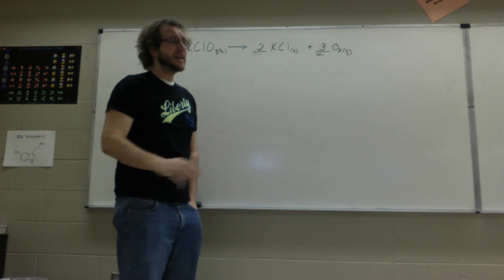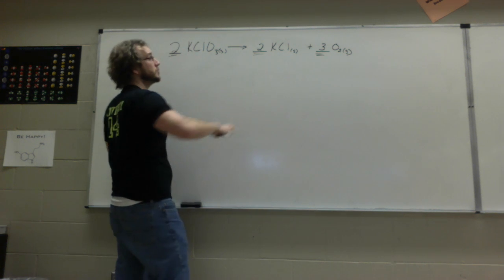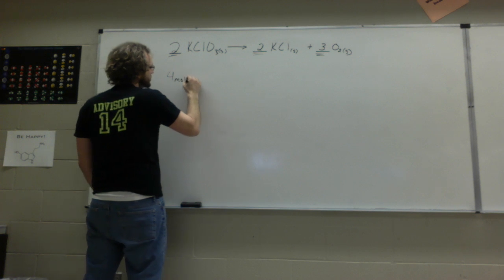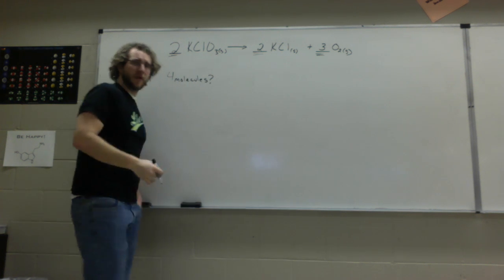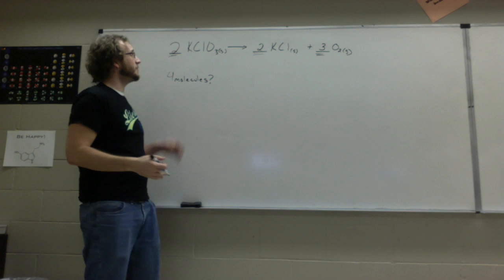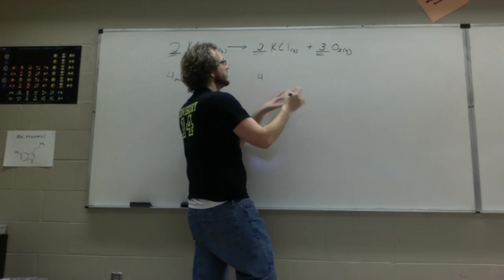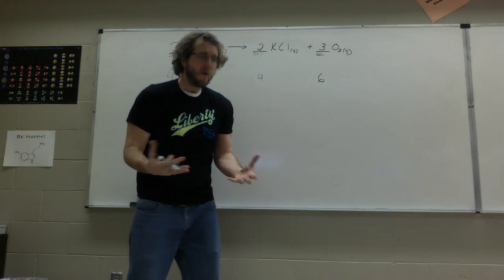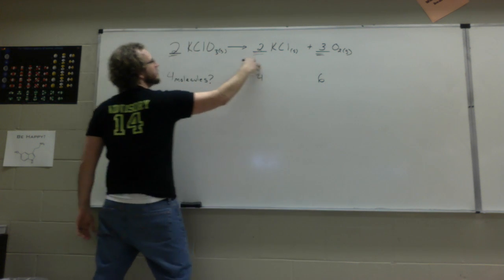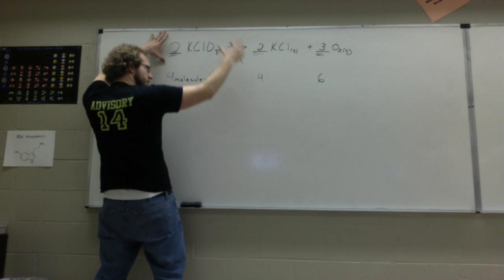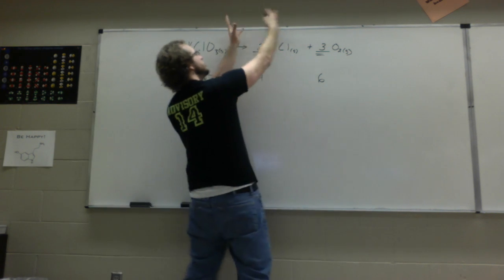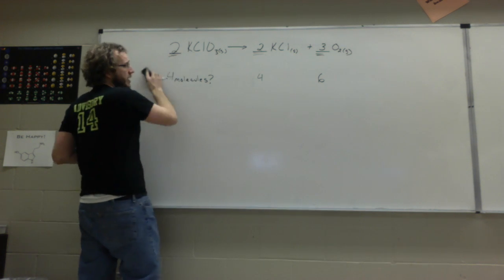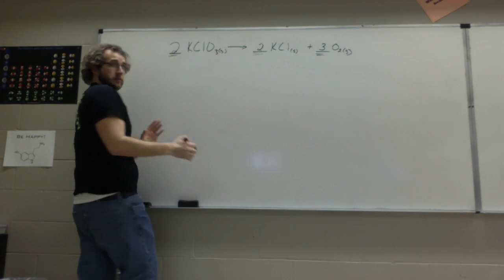Now, let's think about this. If 2 of these molecules will make 2 of these and 3 of these, if we had 4 of these molecules, well, really that would mean we can make 4 of these and 6 of these. And so these coefficients tell us the relative amounts needed for a reaction. In general, for every 2 of these, we can make 2 of these and make 3 of these. If we started with 4, we can make 4 of these and 6 of these. Well, we can use whatever number we want in this reaction.